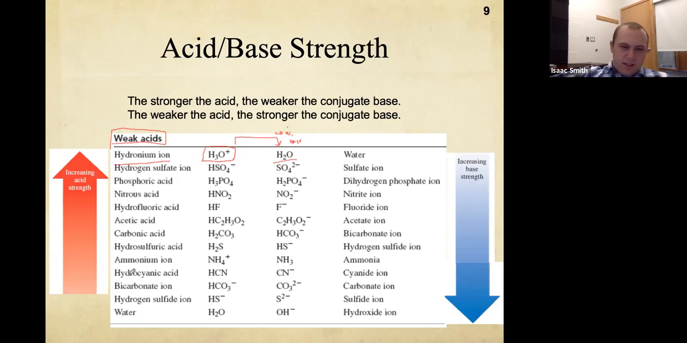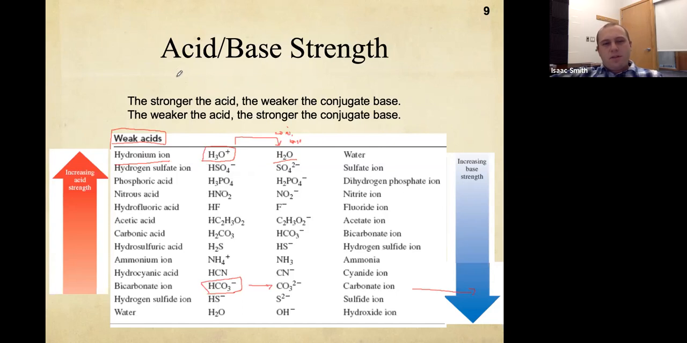Okay, let's take something kind of right here. Bicarbonate is a pretty weak acid, but the conjugate base of bicarbonate is carbonate, and it falls kind of right here on this arrow. It's a decently strong base. Again, the main idea to glean from this slide is just that the stronger the acid, the weaker the conjugate base, and the weaker the acid, the stronger the conjugate base will be. And that should make sense.